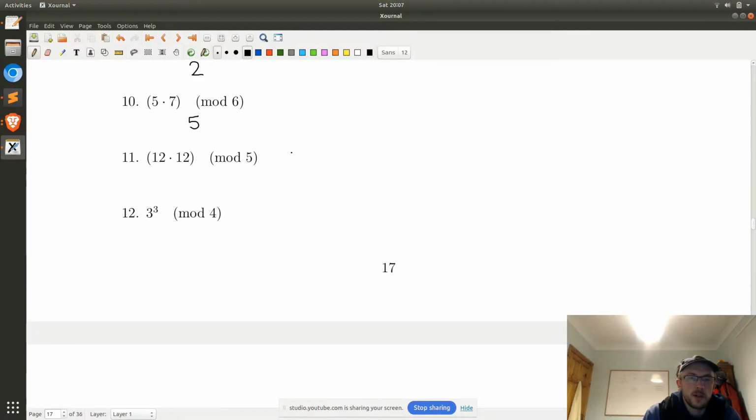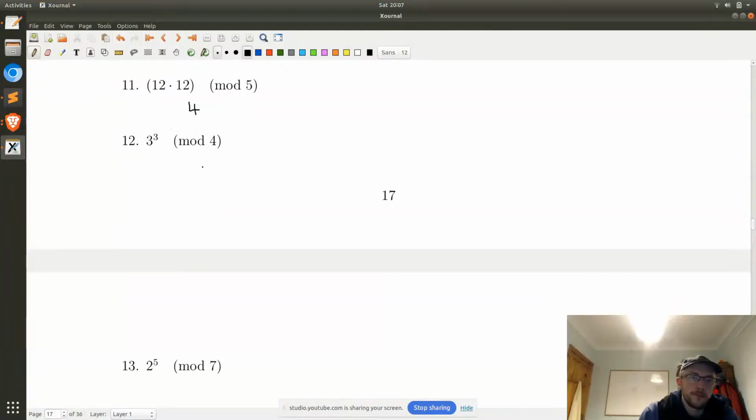12 times 12 is 144, and divide that by 5, and you get 28 remainder 4. So I will say 4. 3 cubed is 27, and 27 divided by 4 is 6 remainder 3. So I will say 3.